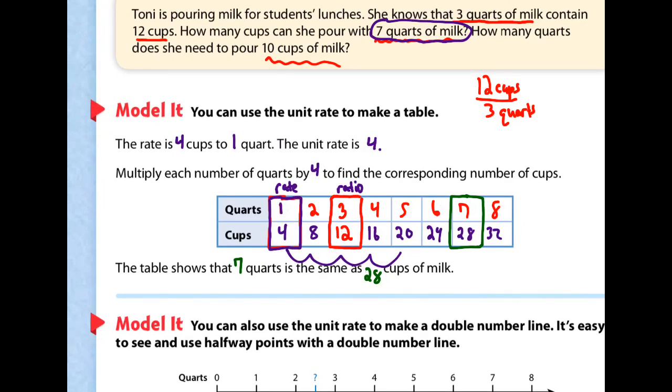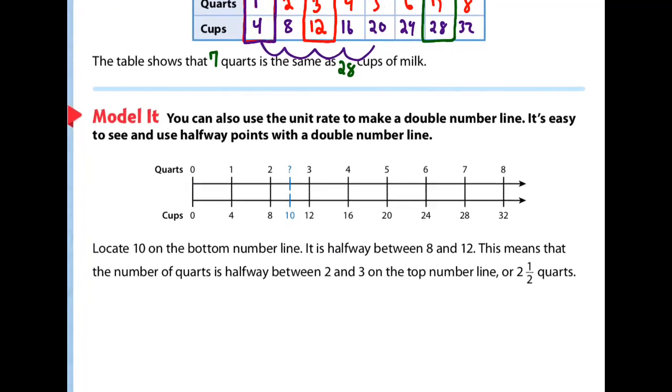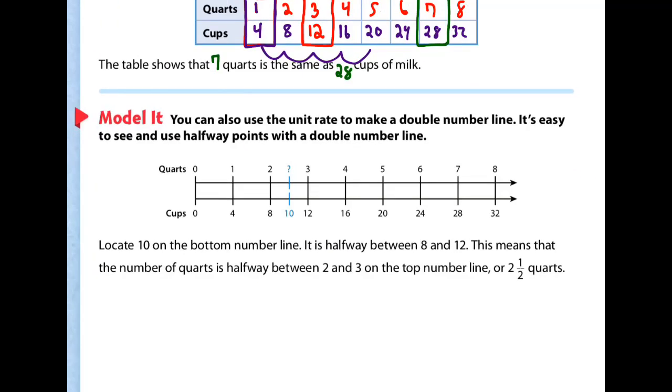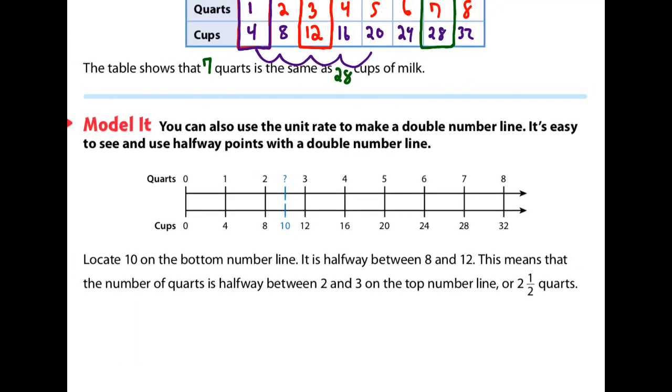Now, I could use the ratio table for the second question, but I'm also going to show you how a double number line works for this one. So let's go down below. It says you can also use the unit rate to make a double number line. It's easy to see and use halfway points with a double number line. So here's what they mean. First off, notice it's the same numbers, 4, 8, 12, 16, 20, 24, 28, 32 as the table above.